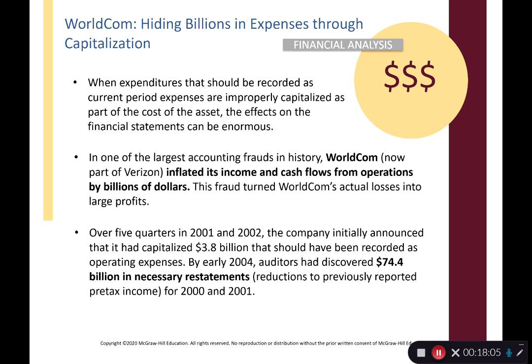And in 2004, the auditors discovered $74.4 billion in necessary restatements were required from them having recorded expenses as capitalized assets. So obviously recording these in the appropriate classification is important, because it can have a big impact on net income, which in turn affects the shareholders and investors' perceptions of the company.